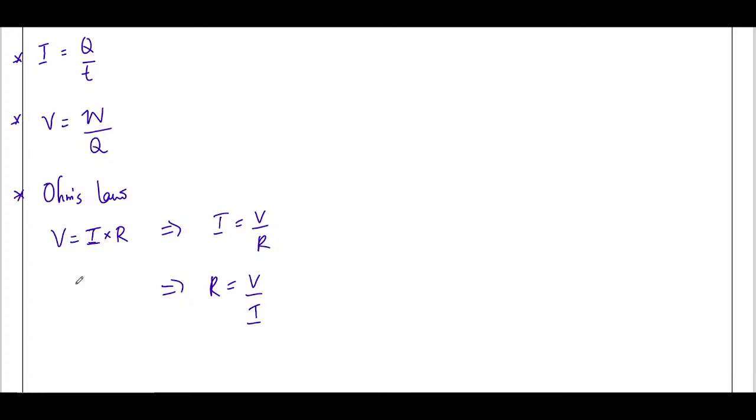Students, make a note of all these formulas. Ohm's law states that V equals I into R. To find out I, when V and R is given, that is I equals V by R. R equals V by I. Next important relation in terms of resistance and resistivity, that is R equals rho L by A. Resistance R equals, rho means resistivity, length of the conductor divided by area of cross section.